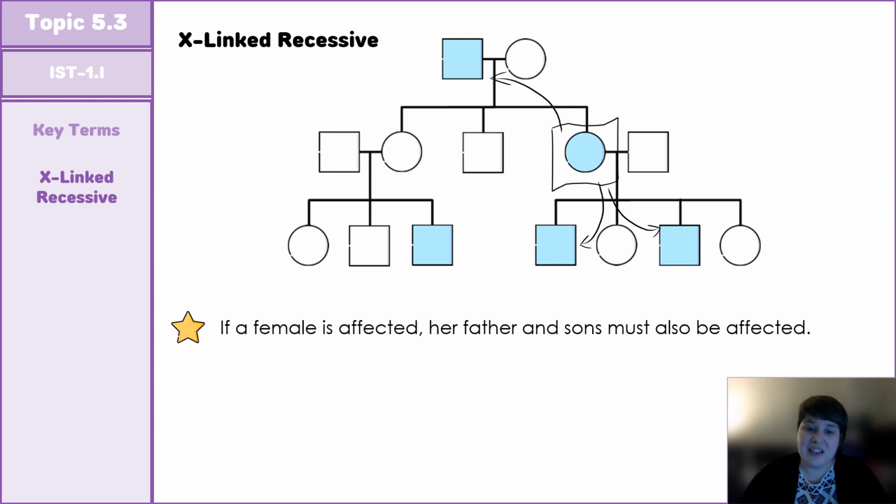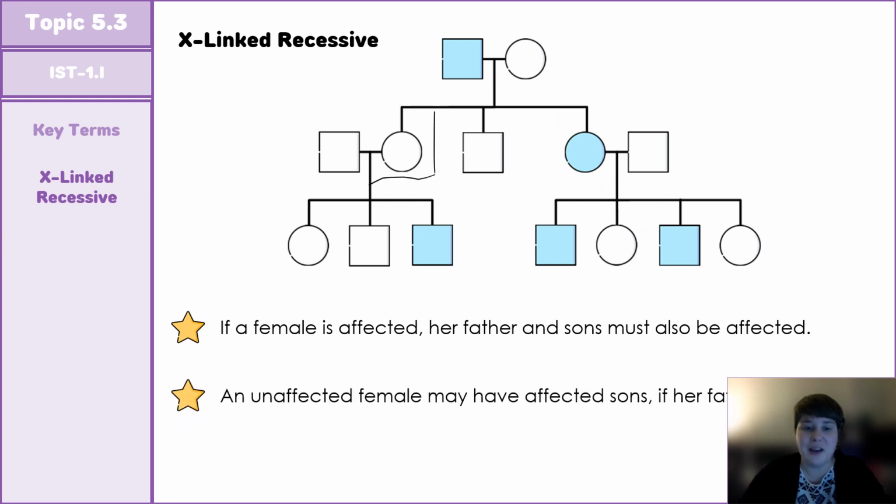And in this case, she also has to get a recessive X from her mother, but her mother is a carrier in this case, so her mother doesn't display the trait. Another thing that we can look out for is that if we have an unaffected female, she may have affected sons if her father is affected. So in this case, our unaffected female is the carrier, and she's going to pass on, at least with a 50% chance, that affected X to her male offspring.